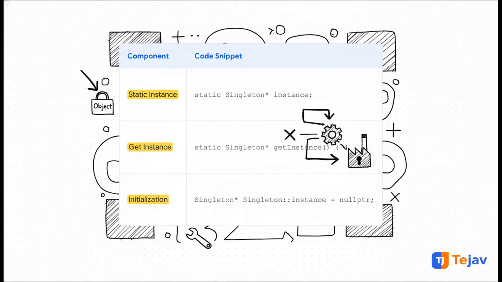And here's a quick peek at what those pieces look like in C++. You can see the static instance pointer right there. And the getInstance method, yeah, that's where the magic happens. Inside that function, you check if the instance has been created yet. If it hasn't, you create it. If it has, you just return the one that already exists. This simple structure is what guarantees you only ever make one.